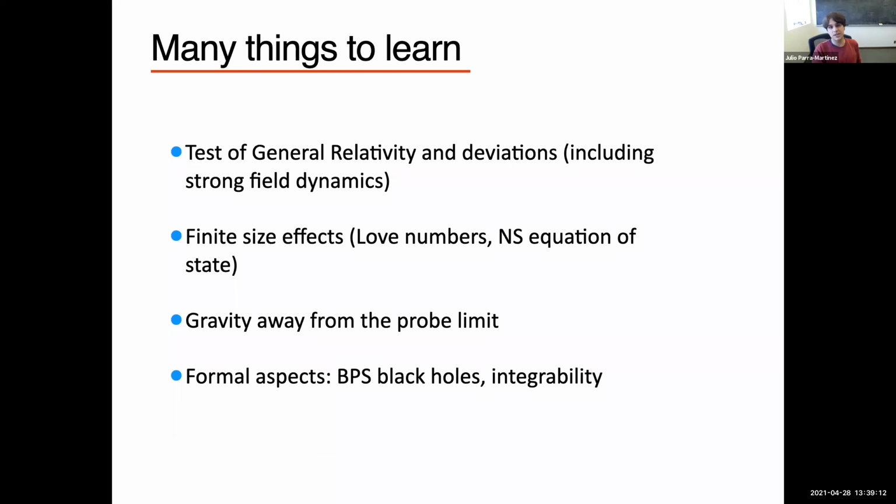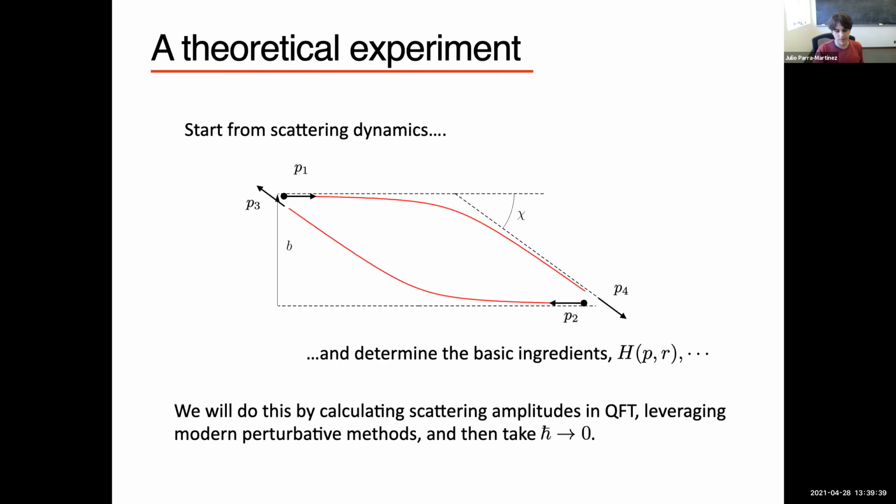We know a lot about geodesics on a fixed background, but we don't know so much about gravity away from the probe limit. And this regime tests gravity away from the probe limit. And there are also other formal aspects that one might be interested in. For instance, what is the dynamics for BPS black holes in supergravity? And are there special theories which have special properties, like integrability of the orbit, something like that? So I think there are interesting theoretical questions and also ones relevant for experiments.